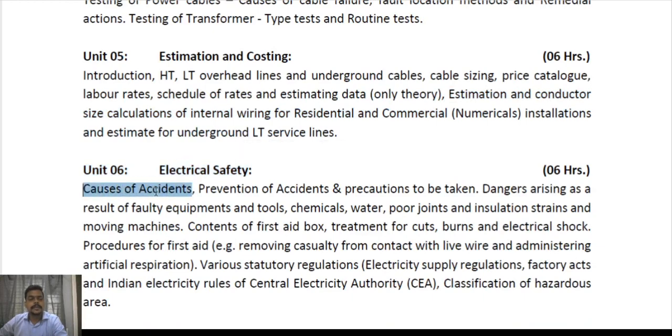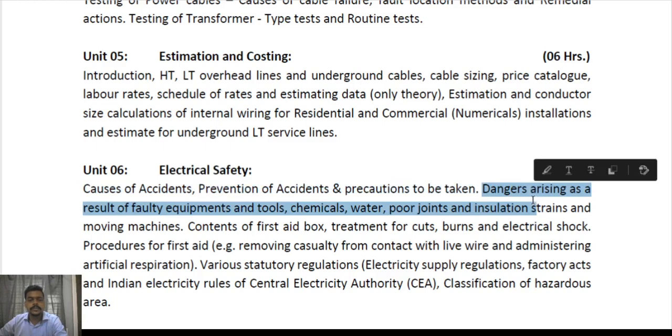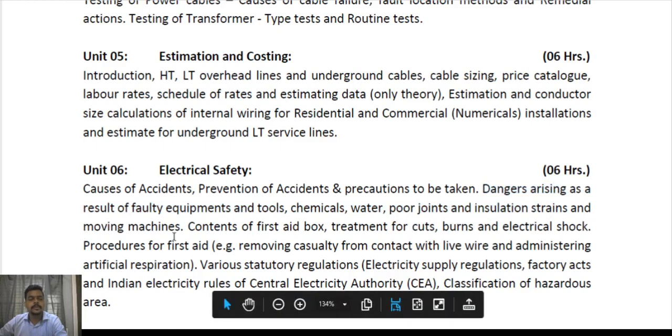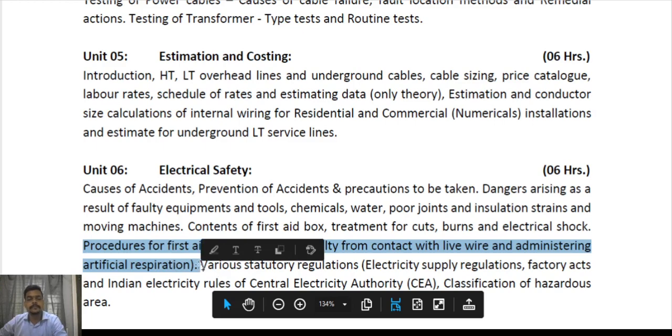Unit number 6 is very important: electrical safety. Under this, we will discuss the causes of accidents, prevention of accidents, precautions to be taken, dangers arising as a result of faulty equipment and tools. We will discuss chemicals, water, poor joints and insulation strains, and moving machines, contents of a first aid box, treatment for cuts, burns and electrical shock, procedures for first aid, that is removing the casualty from contact with a live wire and administering artificial respiration. So this method we will discuss.